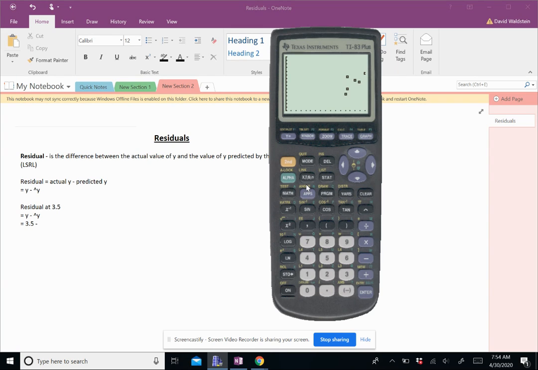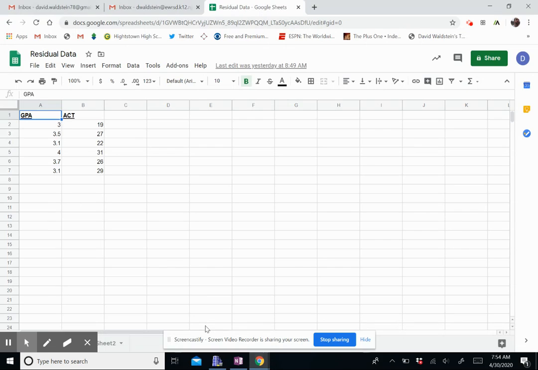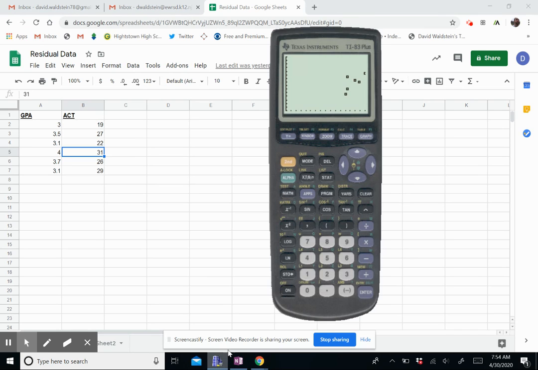Let's look again at our data. Our lowest is 19. Our highest is 31. That actually seems okay, I guess. 35. Maybe we'll get a better reading there. Okay, still not great.